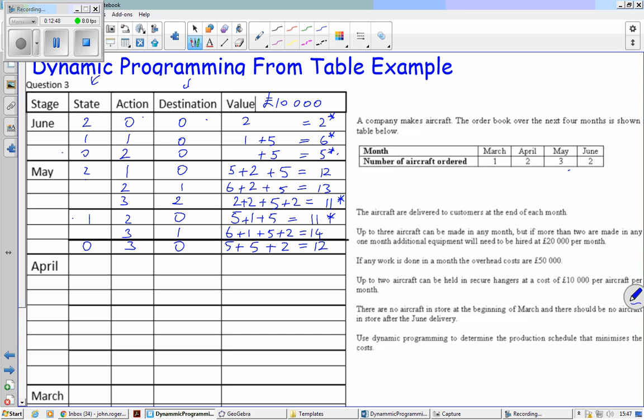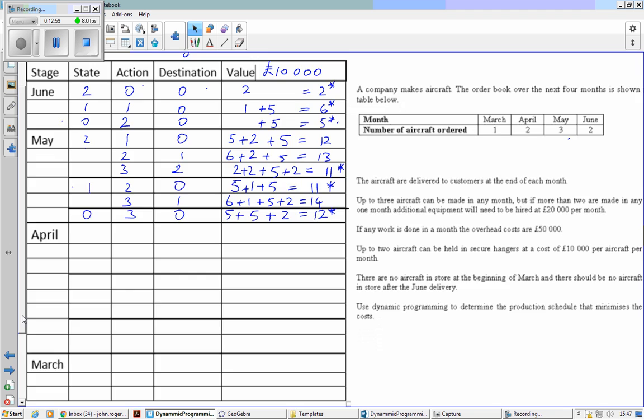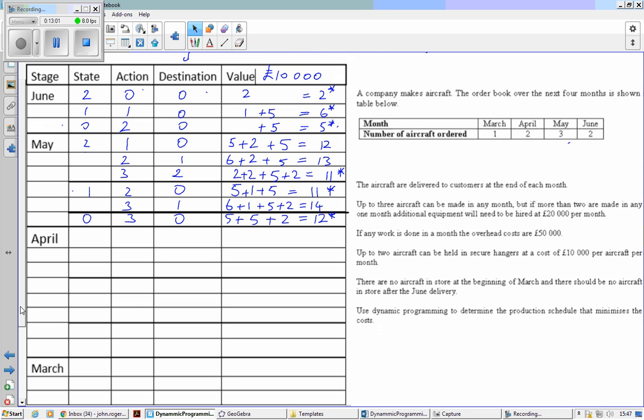Okay, now this is a state in itself. The minimum value is only one of them for that state, which is 12, so we start that value. Now we're going on to April, and in April we have a demand of 2, so we're looking at satisfying a demand of 2.